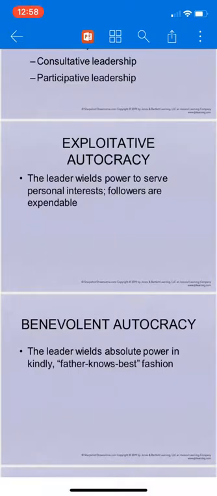Now, in benevolent autocracy, you kind of have that father knows best attitude, where they're usually kind and generally sincere in believing that the behavior of those in the group has to be closely ordered and regulated for the good of the organization. And so further along we get in this chapter, when we're talking about autocratic leadership, we're going to be talking about this leadership pattern.